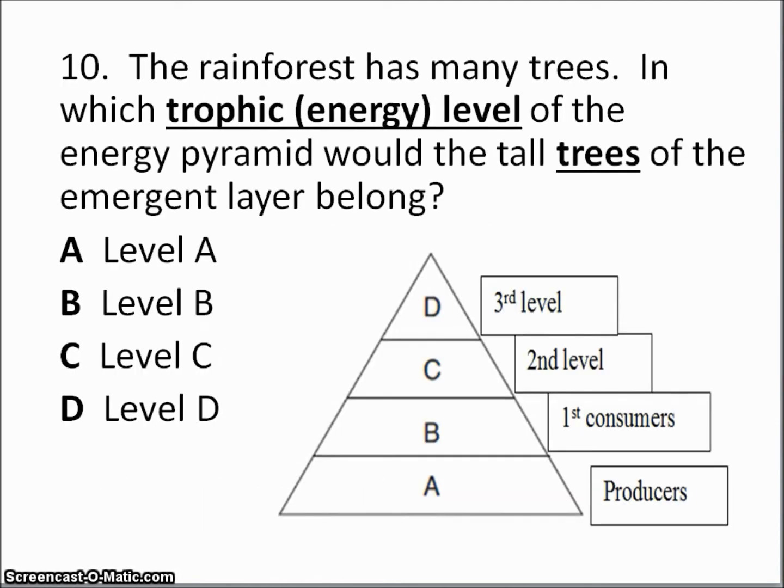Question 10. The rainforest has many trees. In which trophic or energy level of the energy pyramid would the tall trees of the emergent layer belong? So you have to look at the diagram closely, look at the labels closely, and then choose A, level A, B, level B, C, level C, or D, level D.